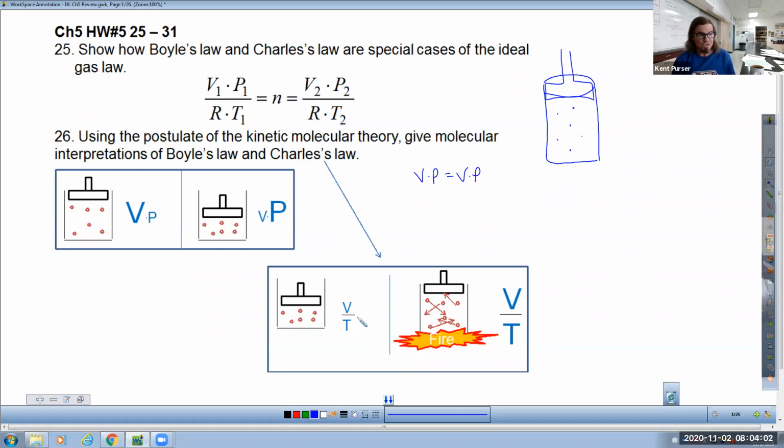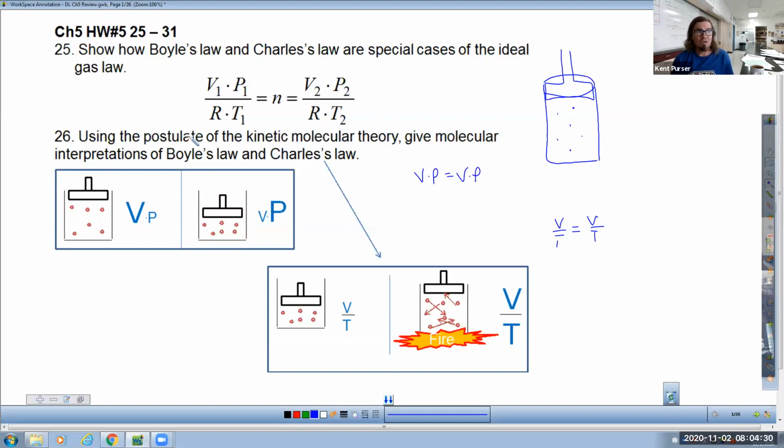Charles' law was the one that we did as a lab in regular chemistry last year. It basically says V1 over T1 equals V2 over T2. In this situation, we're going to try to keep the pressure constant. So if you heat up the container, it expands and pushes the piston outward so that the volume can increase to compensate for the temperature increasing, so that the pressure can stay constant.